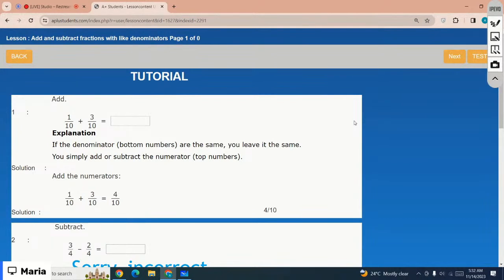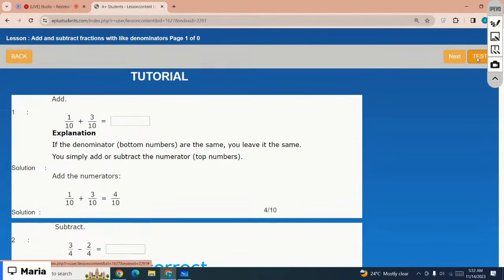So if the fractions have exactly the same denominators, you simply need to add their numerators, right? Numerator means the numbers that are on the top. They have the same denominator, 10, so you have to add 3 plus 1. 3 plus 1 is 4. So the correct option is 4 over 10. Got it?